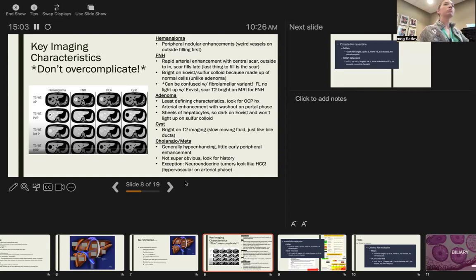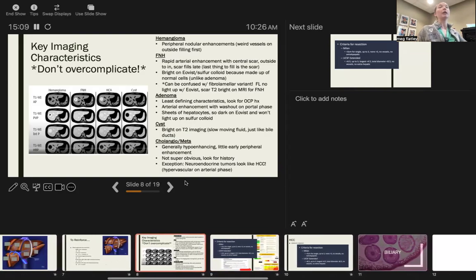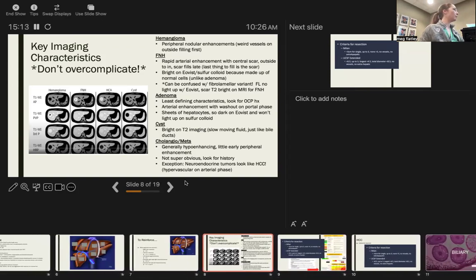Did you ask about HCC? I have a whole slide for that in a second. Agree, they do, and there's a whole scoring system for that we're gonna go over. Yeah, I would just use your history probably for metastases. And that's just a little point about neuroendocrine tumors. Hypervascular on arterial phase is gonna make you think about both HCC and neuroendocrine tumors.